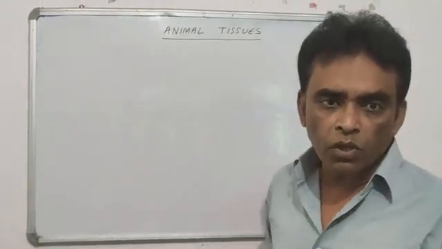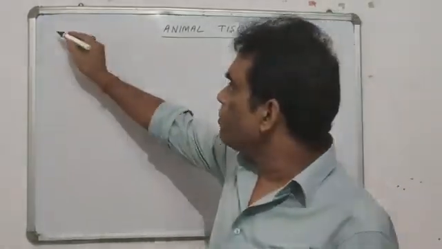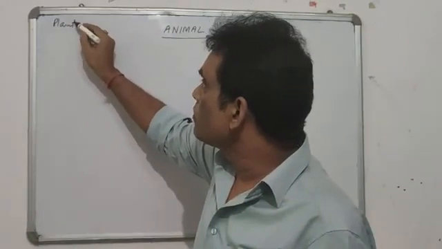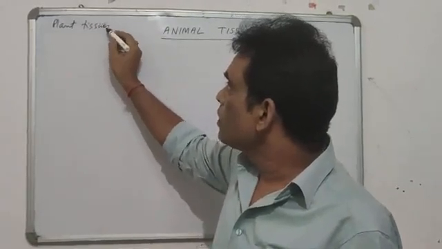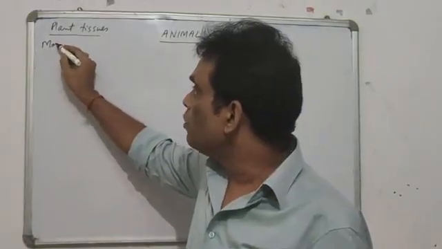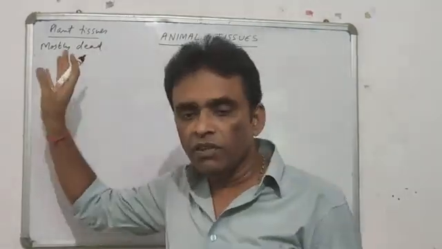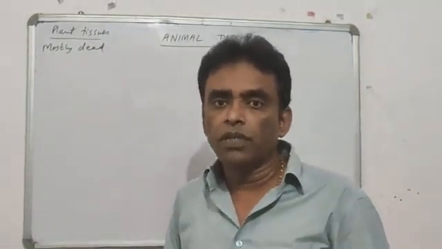In the previous two videos, we have discussed plant tissues, the meristematic tissues, the simple permanent tissue and the complex permanent tissue. Today we are going to focus on animal tissues. There are differences between plant tissues and animal tissues. Plant tissues are mostly dead tissues. In a living plant, dead tissues are important for them.